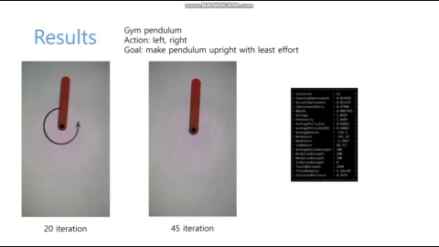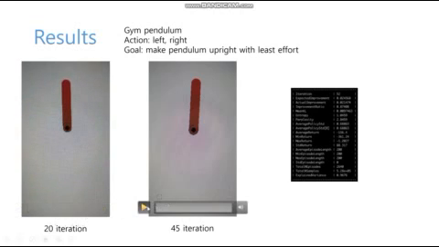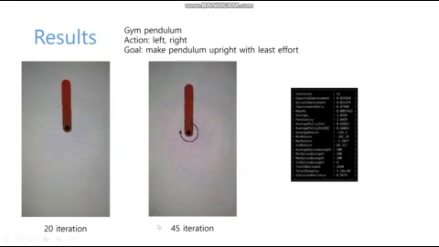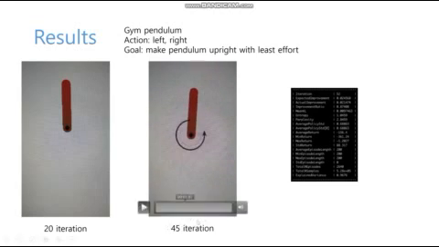Now finally, let me explain the demo results. This is the OpenAI Gym Pendulum environment. There are two discrete actions, left and right. The goal is to make the Pendulum upright with least effort. At 0 iterations, the agent doesn't work at all. And after 20 iterations, it sort of starts to work, but sometimes it fails. After 45 iterations, it almost works perfectly, but maybe not perfectly.